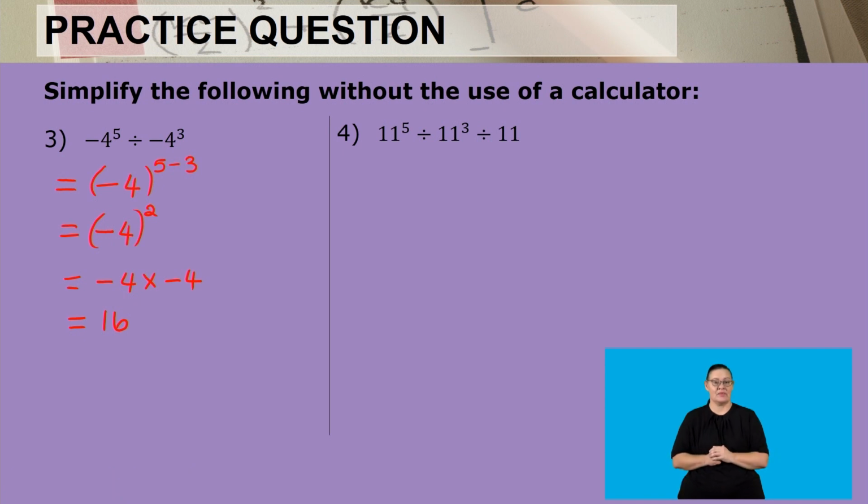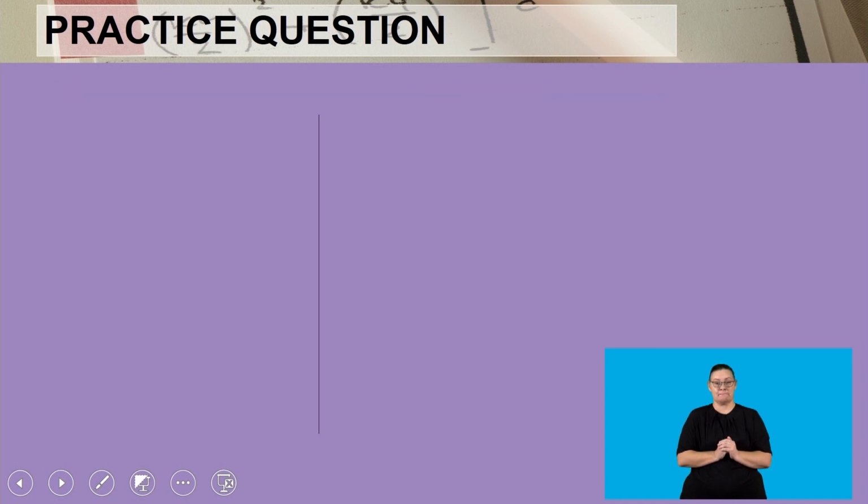Then we have this next one: 11 exponent 5 divided by 11 exponent 3, and that is divided by 11. That last 11 has an exponent of 1. What happens when we are dividing powers that have the same base? Yes, we subtract the exponents. So that is 5 minus 3 and minus 1 again. What is 5 minus 3? That is 2, and when we subtract 1 from that 2, we get 1. Of course, 11 exponent 1 is equal to a final answer of 11.